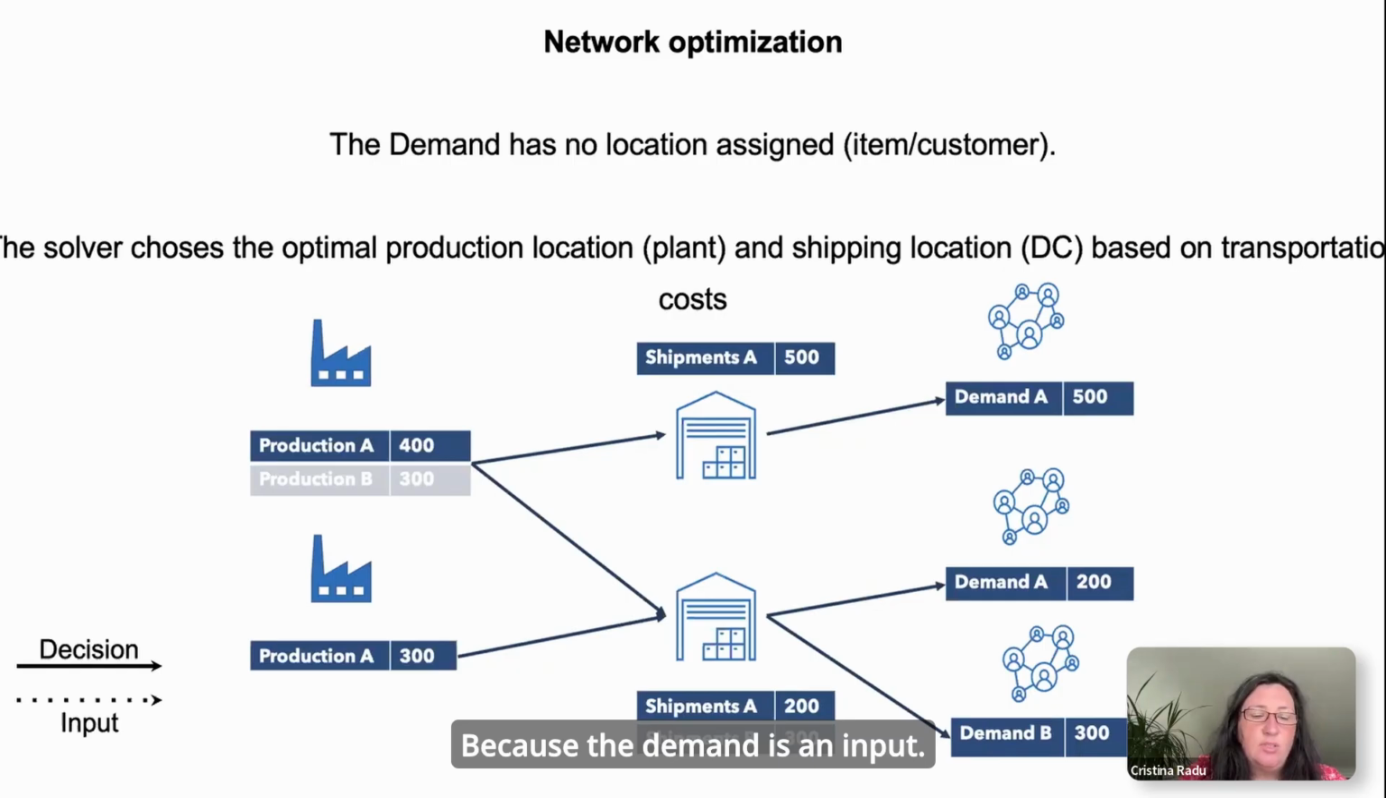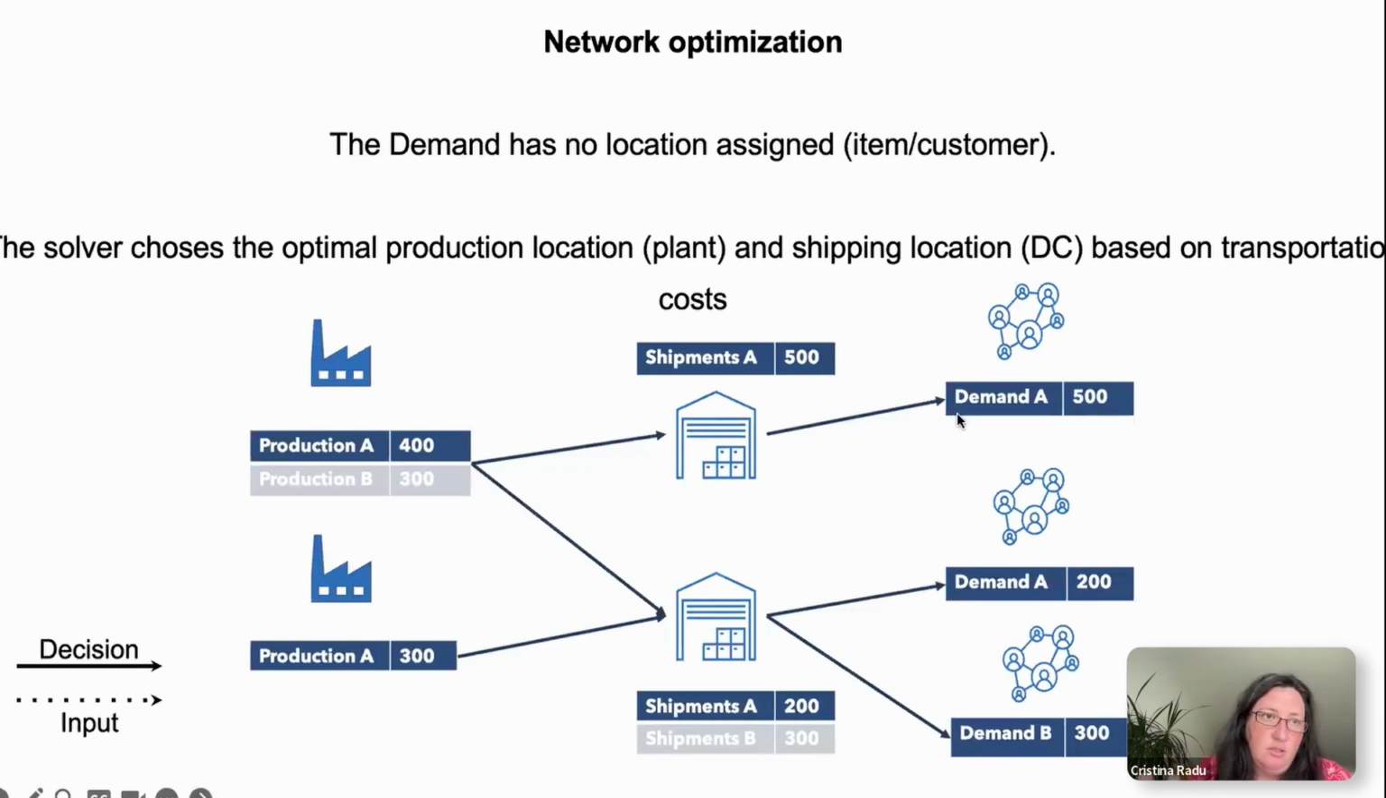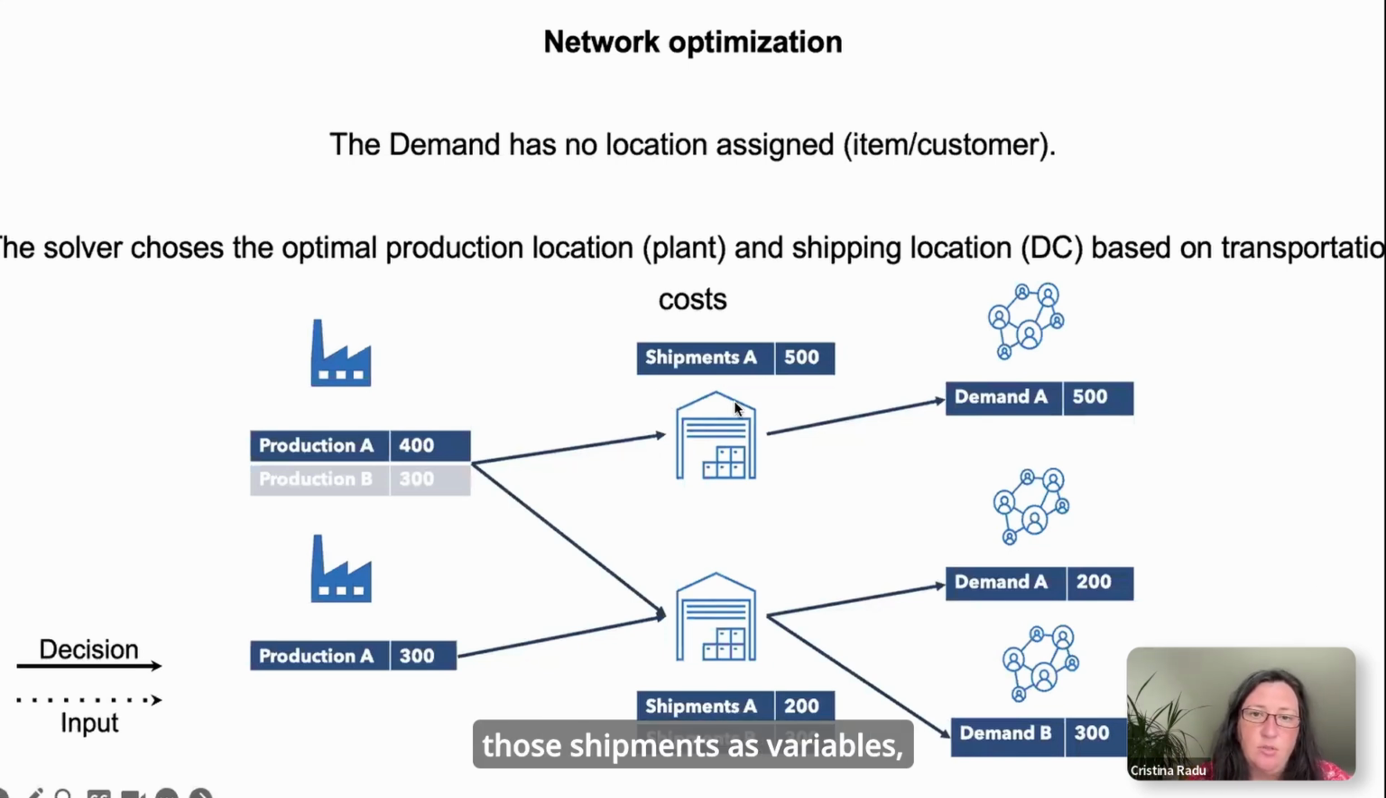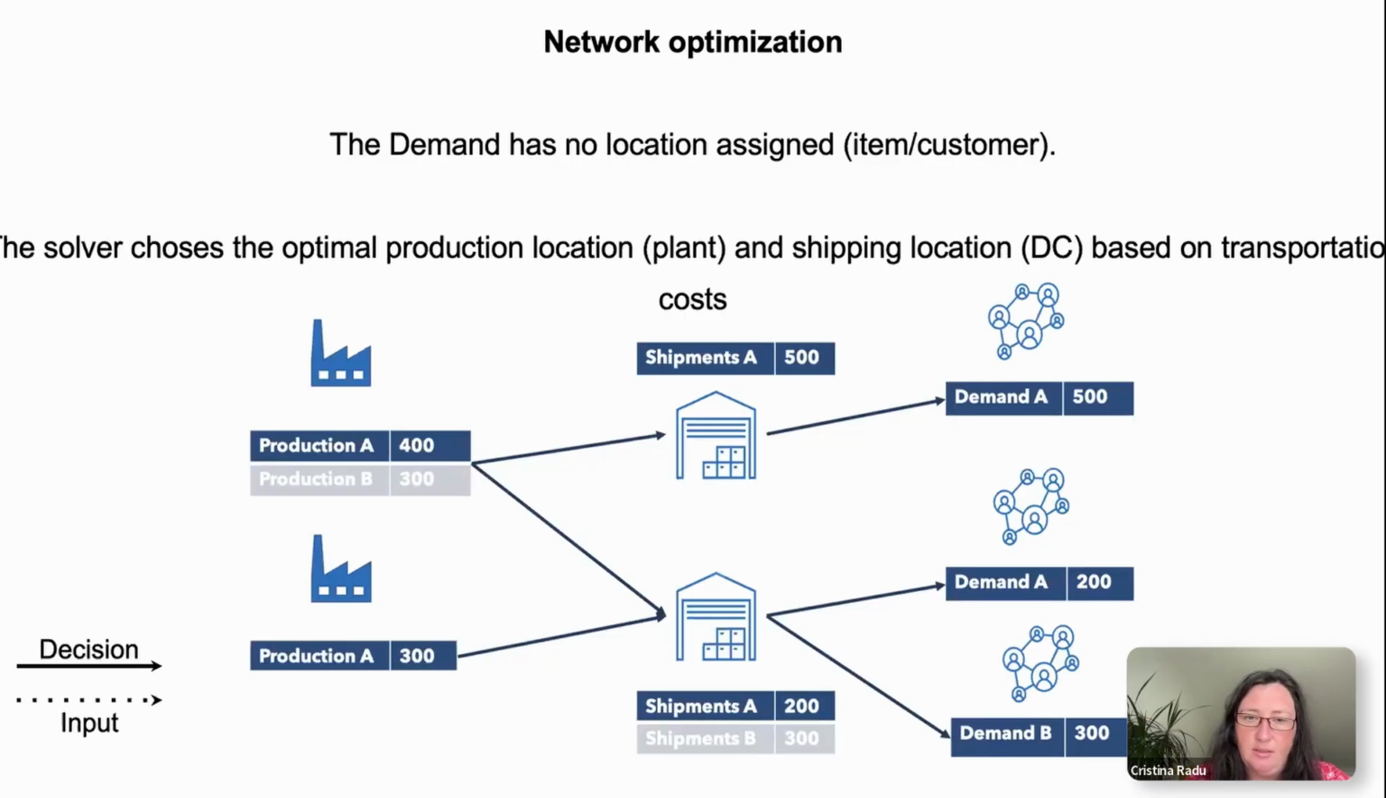And why is this important? Because the demand is an input. It's the driver of the solver. So the fact that demand changes from product location to product customer is, let's say, the biggest change. And then we also use those shipments as variables, but of course they are connected with the demand.